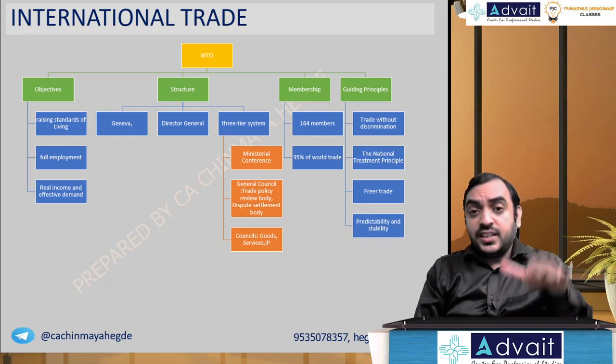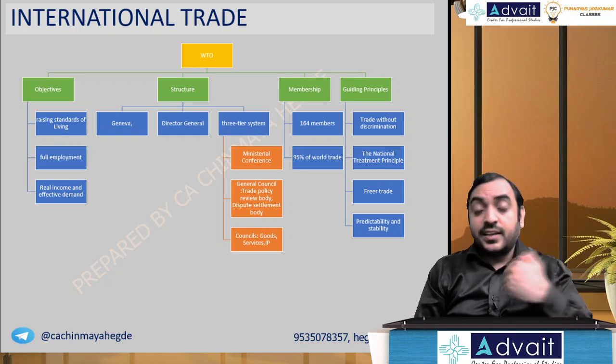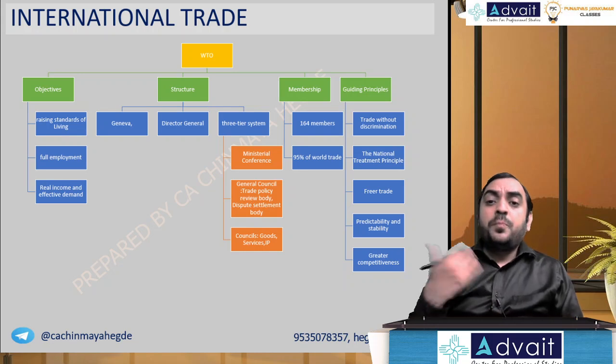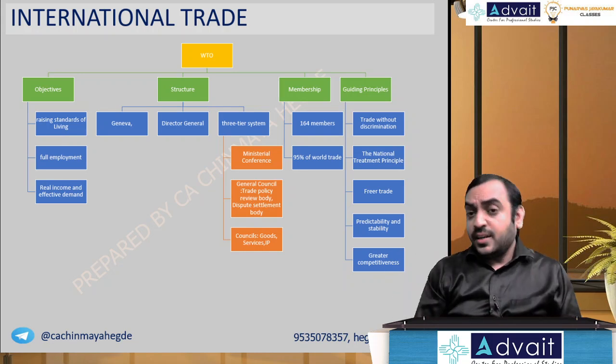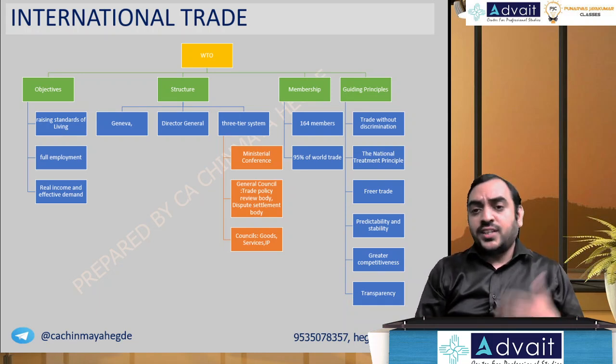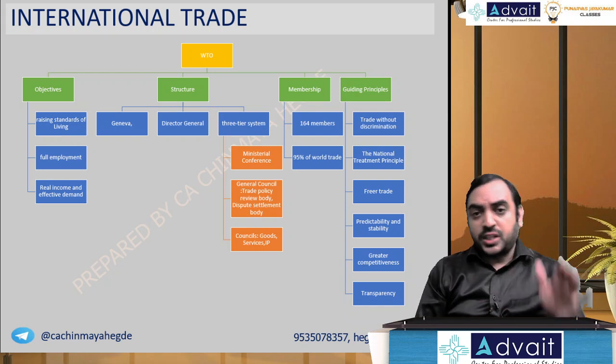Predictability and stability, the government should not change their policy frequently so that international transactions can happen smoothly. And greater competitiveness so that the consumer will be benefited. And transparent also, any policy change, rate change, it can be more transparent, make it open for the member countries.